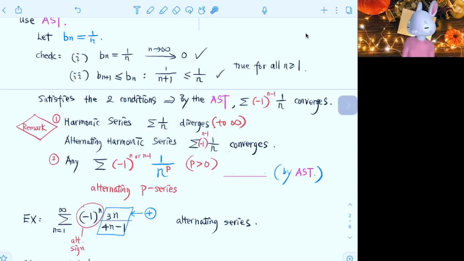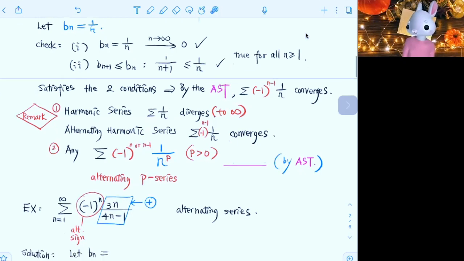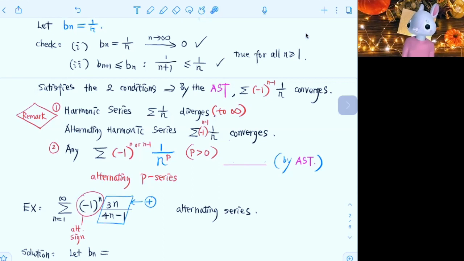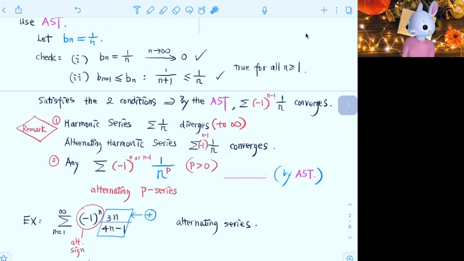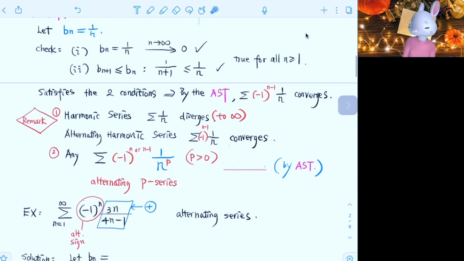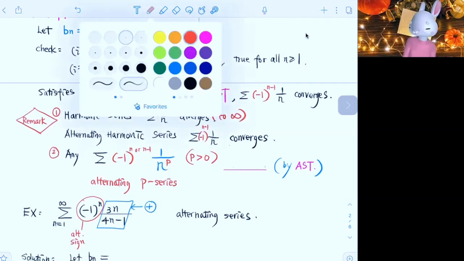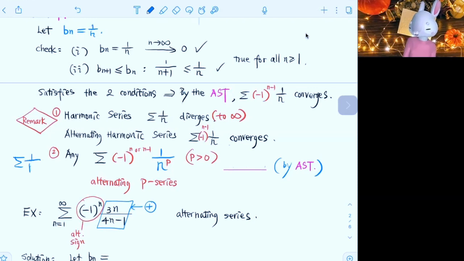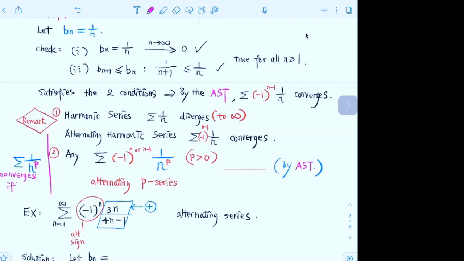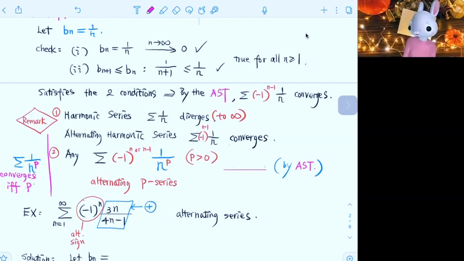Now, this is the first remark, the first observation. Another observation we can make is this. If it worked for 1 over n, how about for 1 over n to the p power? We know this one. This is the p series, right? And when will the p series converge? Do you remember? It converges if and only if p is greater than 1. So that's for the p series.